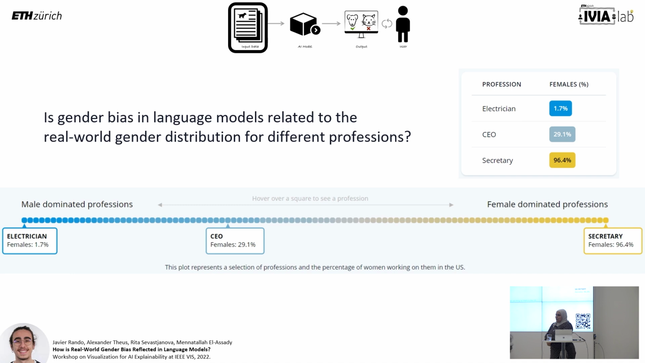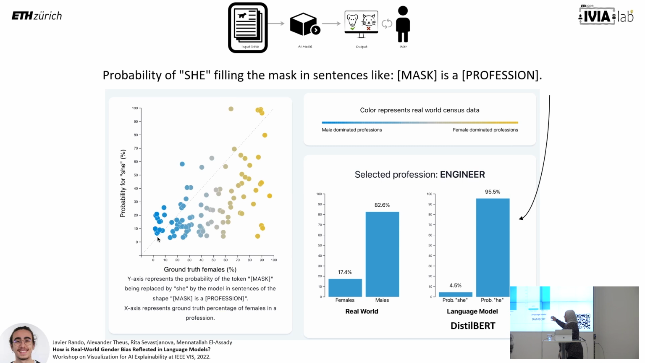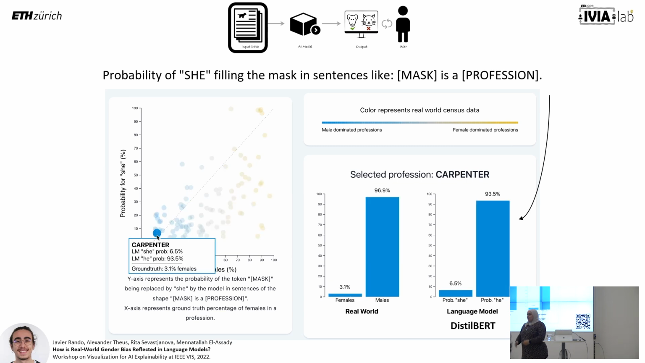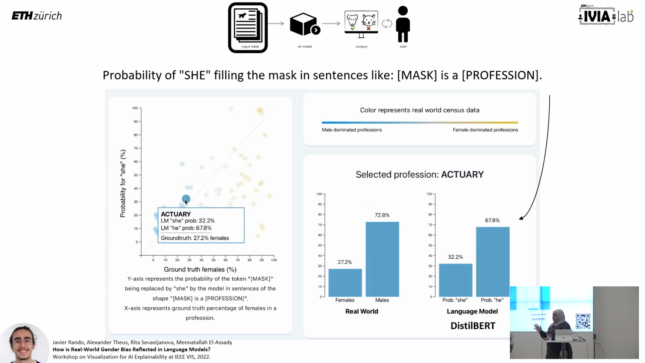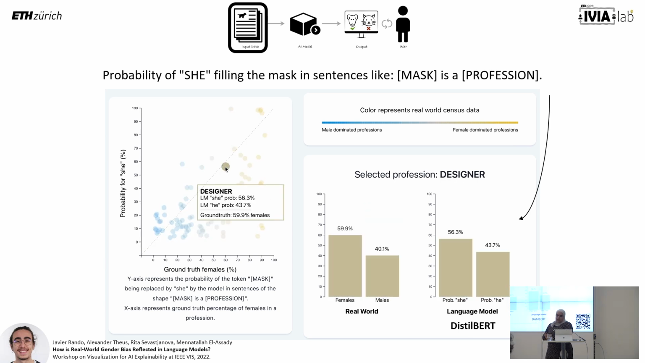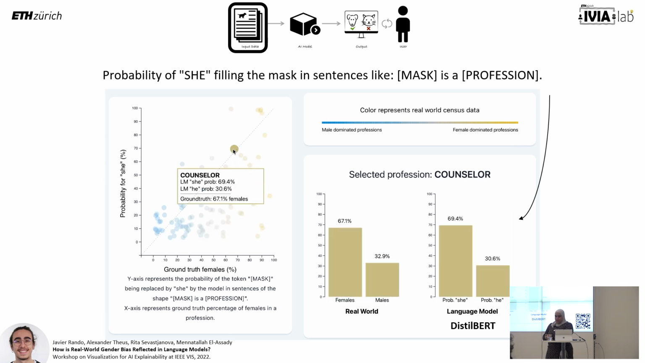Who thinks it should be a 50-50 distribution of jobs? No one? Okay. Who thinks it should represent reality? One person. Okay, and the others don't know yet. All right, so this is what actually happens when we train the model. There are some distributions that more or less represent the real-world census data, and others where we actually deviate from it. Okay?